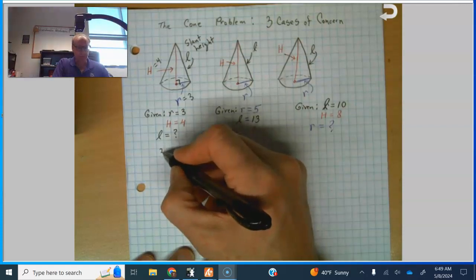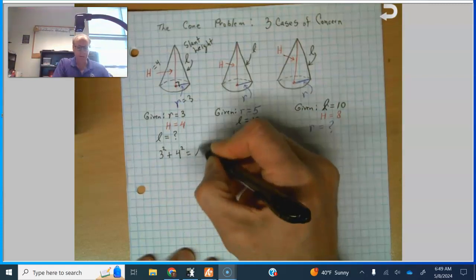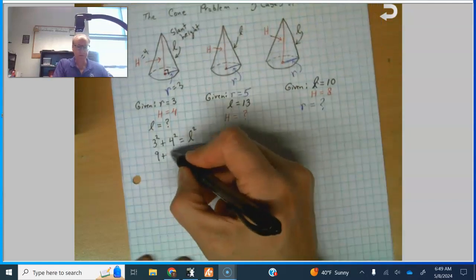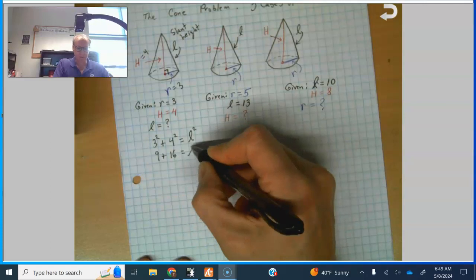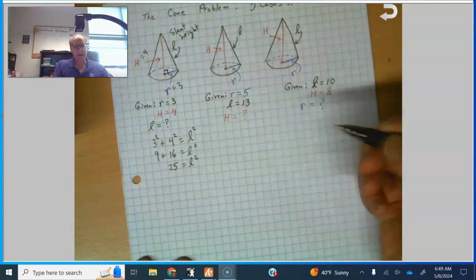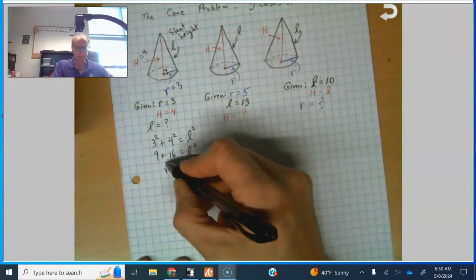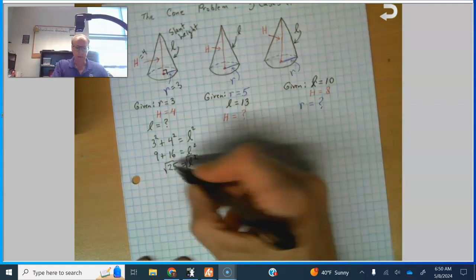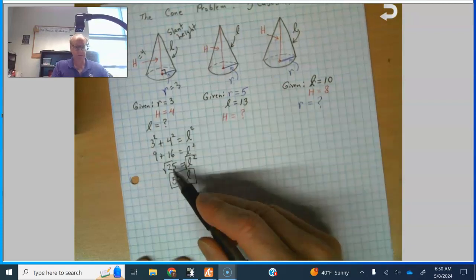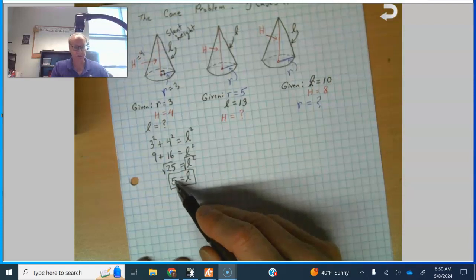So we've got 3 squared plus 4 squared is equal to L squared. In this case, 3 squared is 9 plus 16 is equal to L squared, and this is 25. The last step is to take the square root of both sides. The square root of L squared is going to give you L, and that's equal to 5. This is a special case. Most of the time you're going to get an estimated decimal with a radical expression in it.